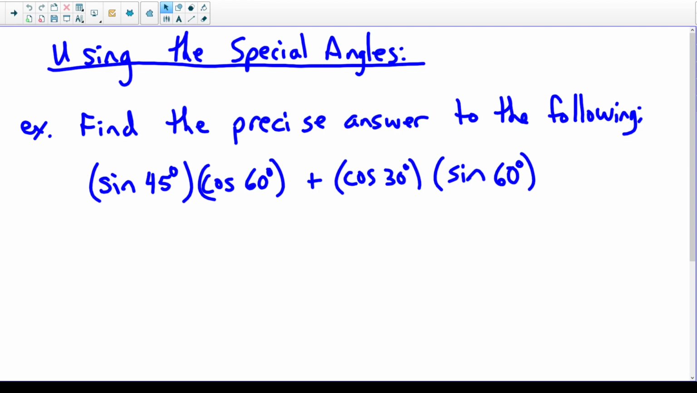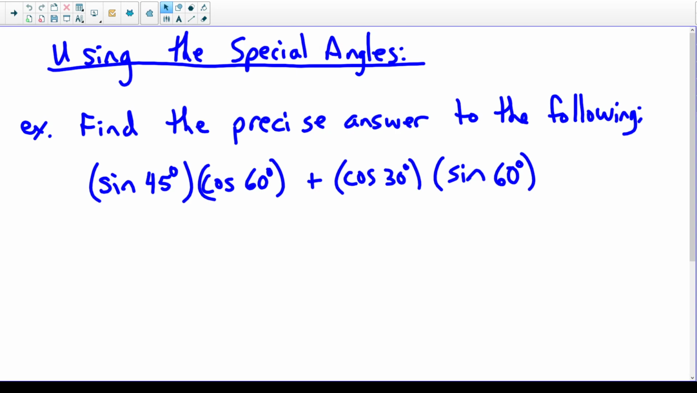So find the precise answer to the following. When I say precise, I mean no decimals, right? And you can see that I've got a variation here of all of the different special angles, 45 degrees, 30 degrees, 60 degrees, and the different ratios involved. So here's what I would do if I encountered a question like this.